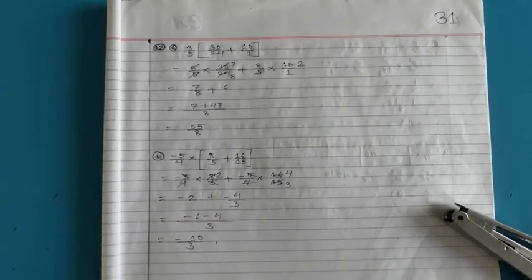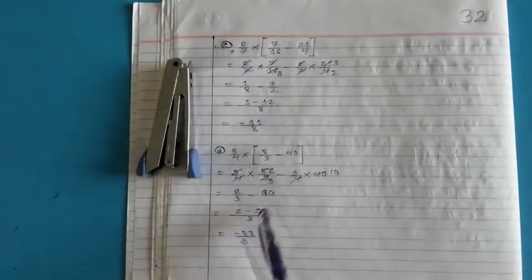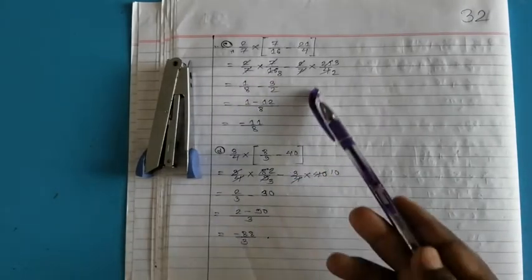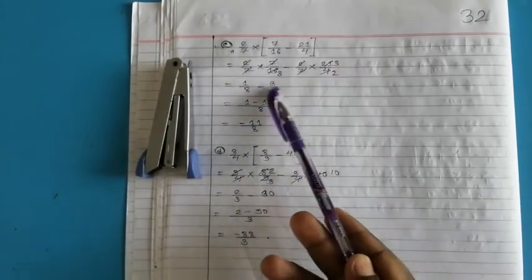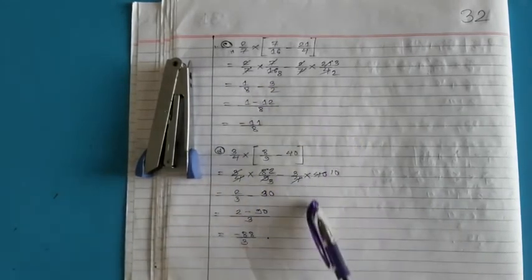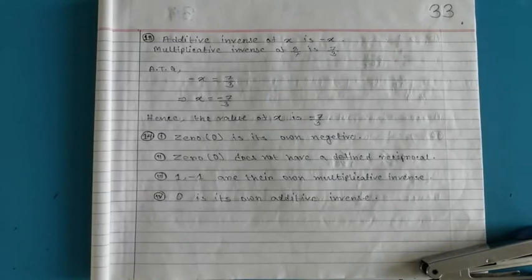Okay, now come to the next part. In the next two parts, you will follow the same method as part A and part B. You have to use the distributive property, then subtract or add, then you will get the answer. So try these two, try to solve at home by yourself. Now I am coming to the next question. Okay, now question number 13.